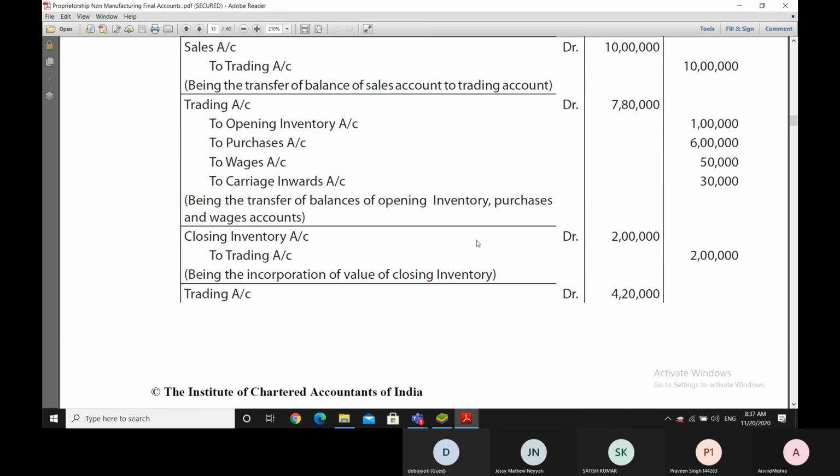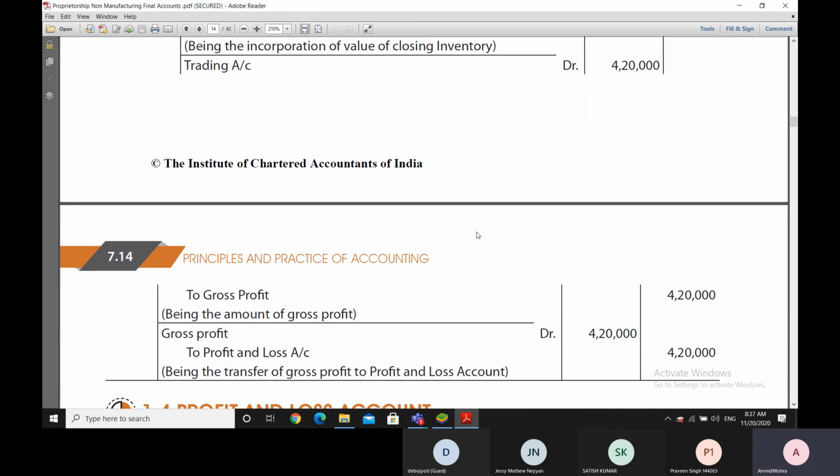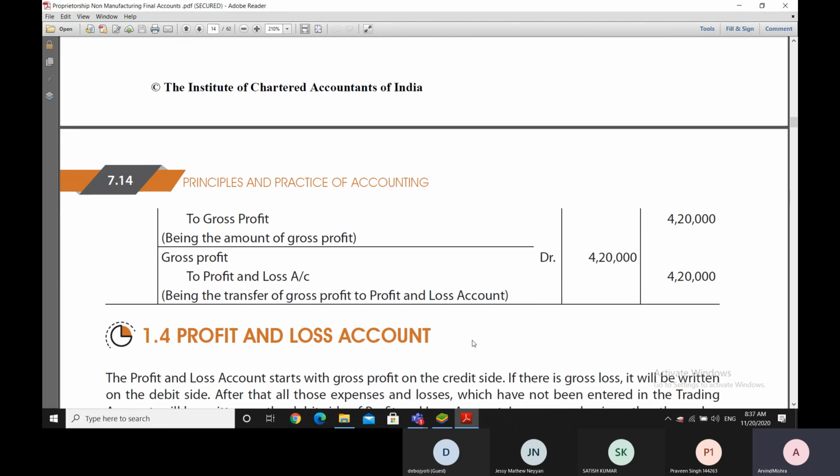And later on, this gross profit finally will be moved to the profit and loss account by debiting the gross profit account and crediting the profit and loss account. So in the profit and loss account, this gross profit will be carried forward so that the indirect expenses can be reduced from the gross profit.